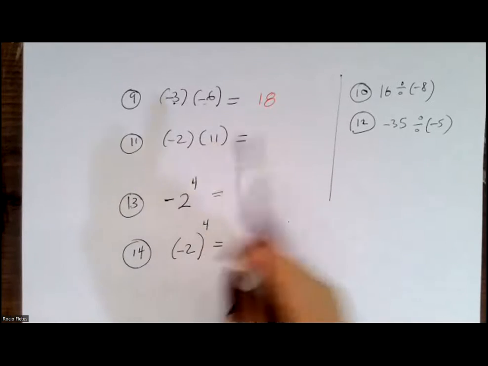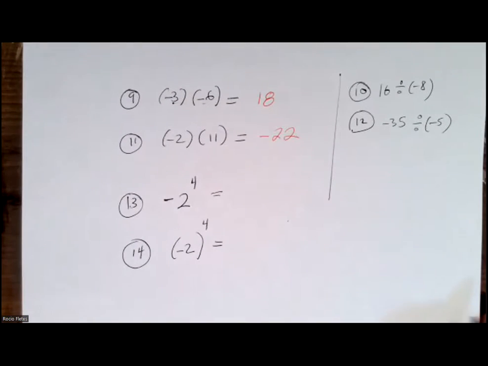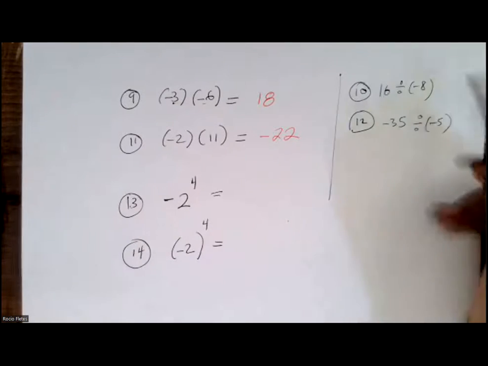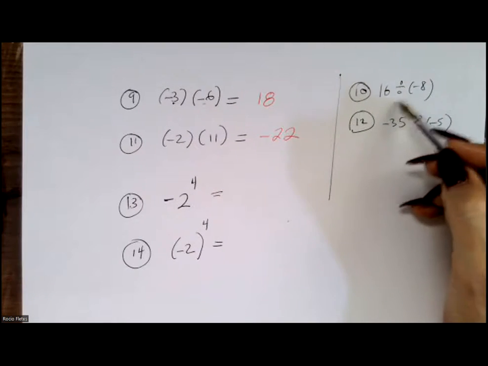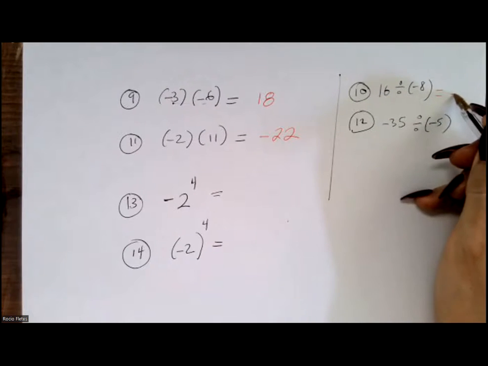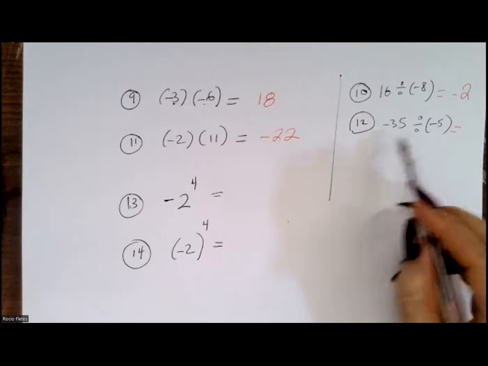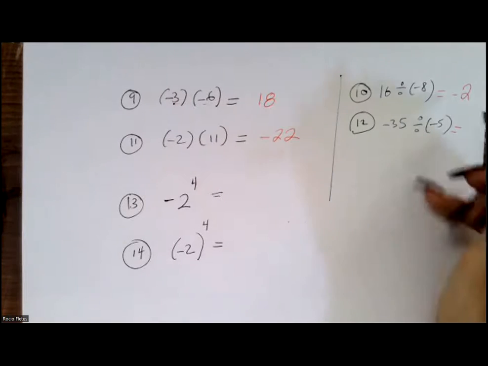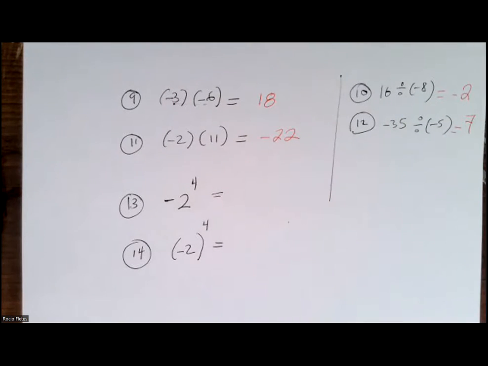A negative times a positive gives us a negative, so it's negative 22. Now, let's do the 10 and 12, and then I'll get to these two. 16 divided by -8, a positive divided by a negative is a negative, so that gives us -2. And then a negative divided by a negative is a positive, so that gives us a +7. A negative divided by a negative is a positive, just like a negative times a negative is a positive.